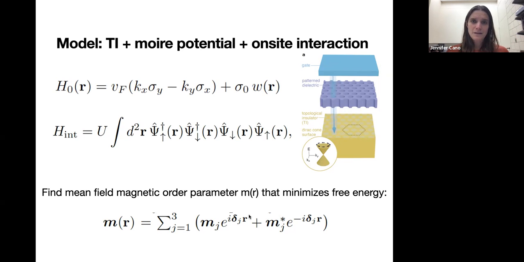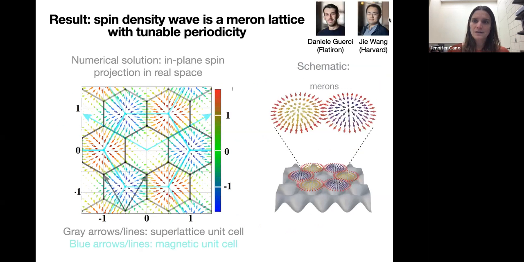And when we carry out this mean field procedure, so this was done by Daniela Guerci's postdoc at Flatiron Institute and also by G. The resulting spin density wave that we find is actually much more interesting than we were even thinking about. It realizes what I call a meron lattice. So let me first remind you what a meron is. So remember a skyrmion. A skyrmion points up in the center and has a spin that would point downwards at the boundaries of the system.